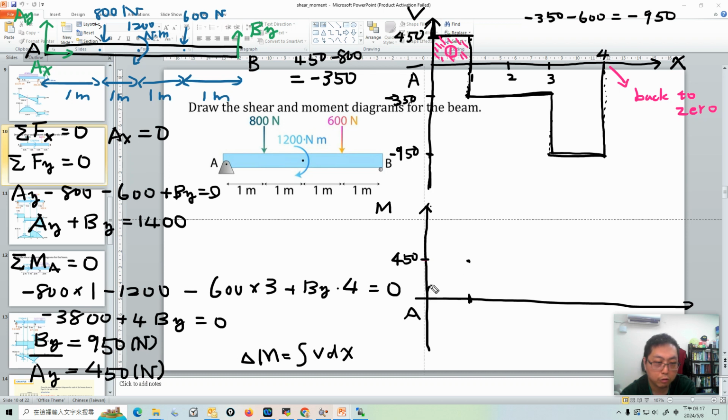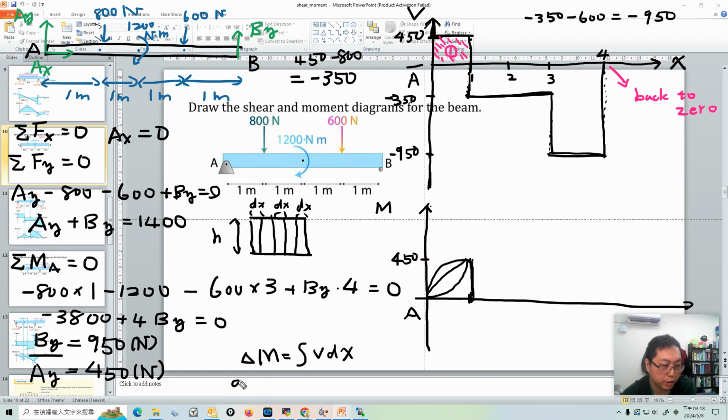Is the change like this, or like this, or steady? Which one? It's a rectangular shape. If you cut the area into slices with width dx, you will see the height is the same. That means each tiny area is the same, so the change is the same, which means the slope is the same.